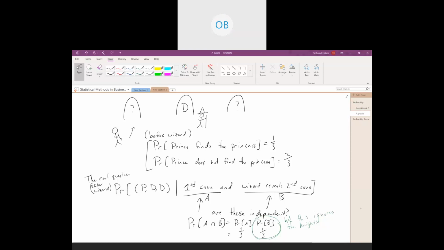Right. Hang on a second. Okay. How about second cave? How about second cave here? So first cave and wizard reveals second cave. Right. So the probability that the wizard reveals the second cave is 1/3, because he could reveal the first cave, or he could reveal the second cave, or he could reveal the third cave. Okay.